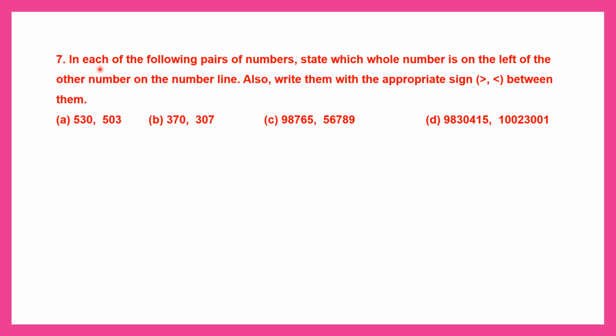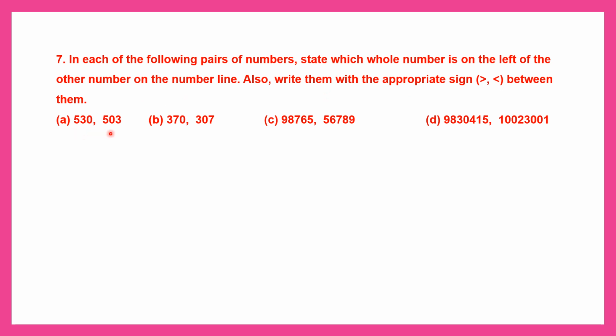Question 7. In each of the following pairs of numbers. Can you see there are pairs, there are two numbers. So there are different pairs of numbers. In these pairs, state which whole number is on the left of the other number on the number line. If we draw a number line, which one between these two will be on the left and which one will be on the right? Also write them with the appropriate sign, greater than or less than.